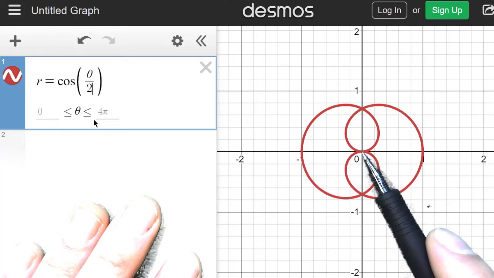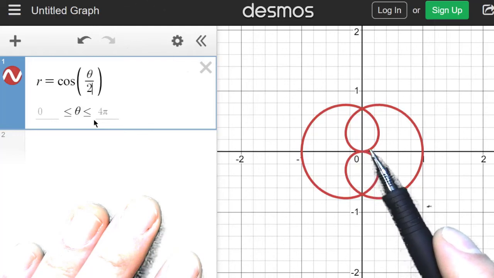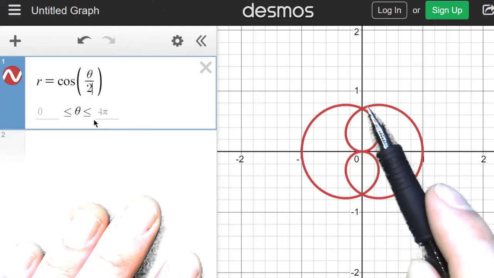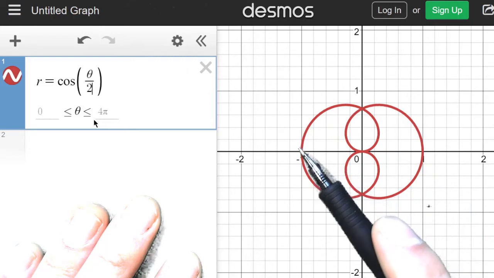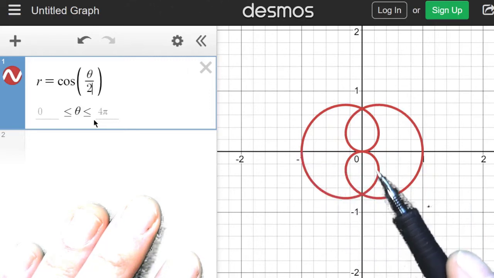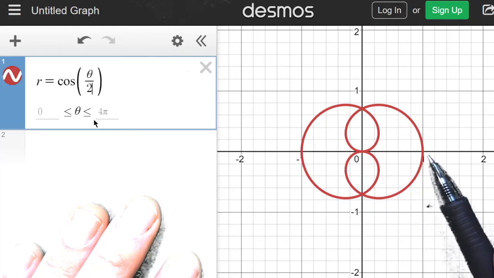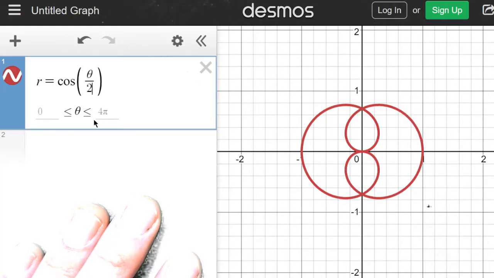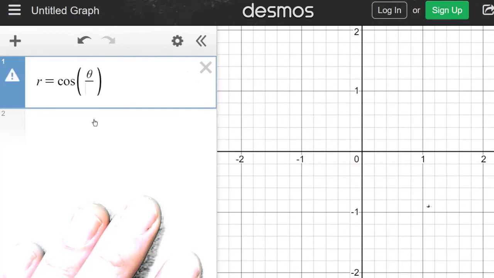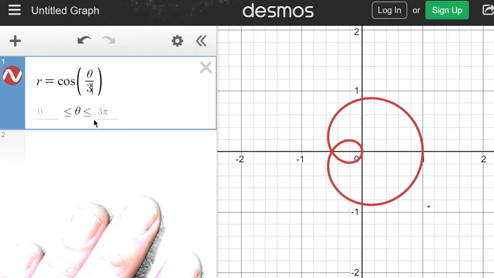And then when we move past pi, r becomes negative, right? Because cosine of theta over 2 is negative. So then we loop up this way, and we come around this way, come around here, keep increasing theta. We'll eventually come back to this space, and then the process starts over again, right? So interesting shape there. What if I do cosine theta over 3?